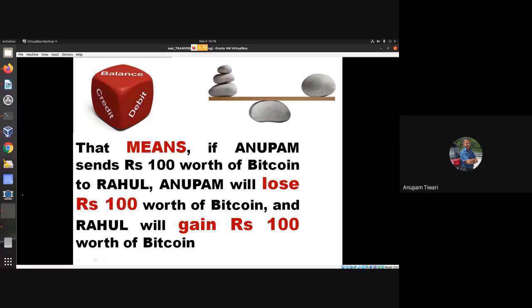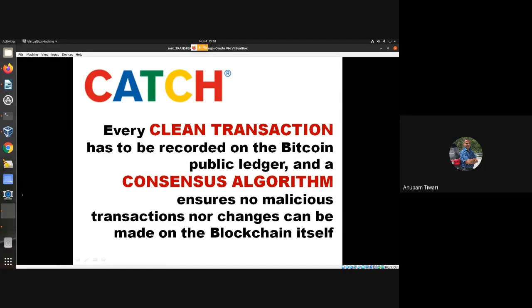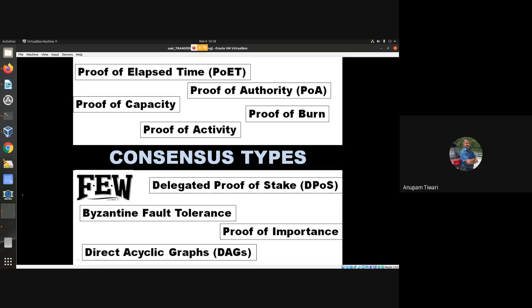In case I transfer some rupees to somebody, one will credit and the other will debit. So one will lose and the other will gain. Every clean transaction only has to be recorded on the Bitcoin public ledger. That is completely taken care of by the consensus algorithm. It ensures that no malicious transactions nor changes can be made on the blockchain itself. Okay, these are the consensus types.